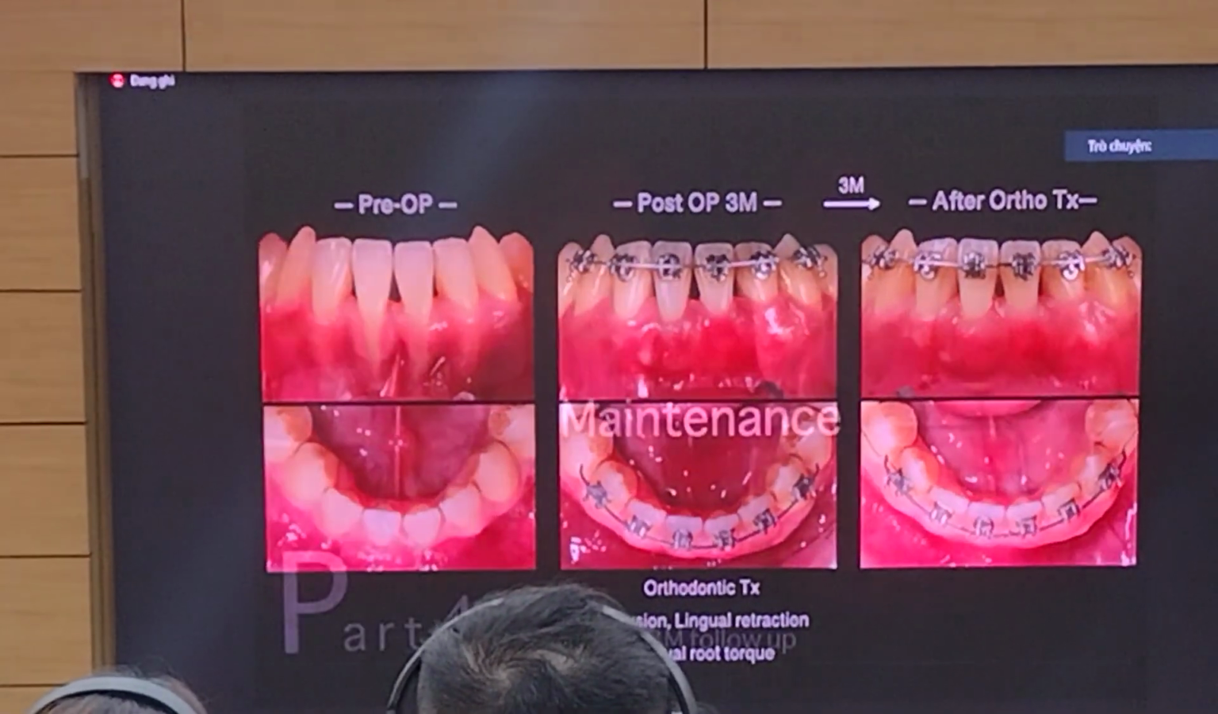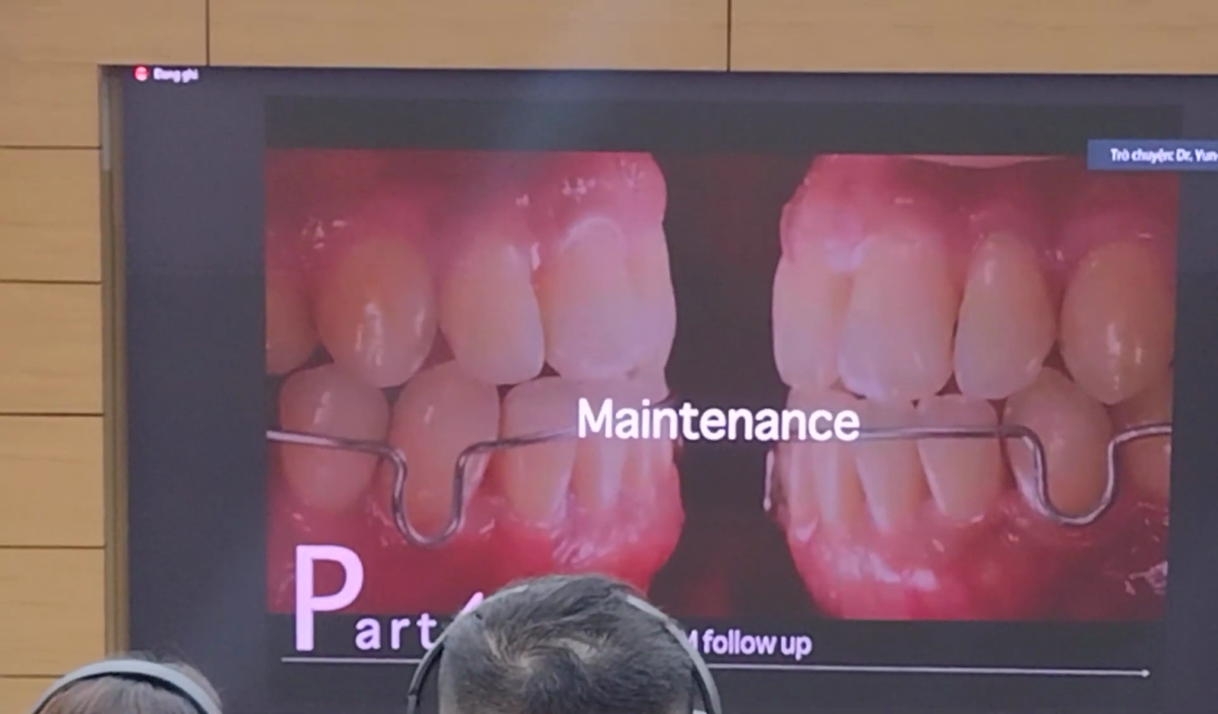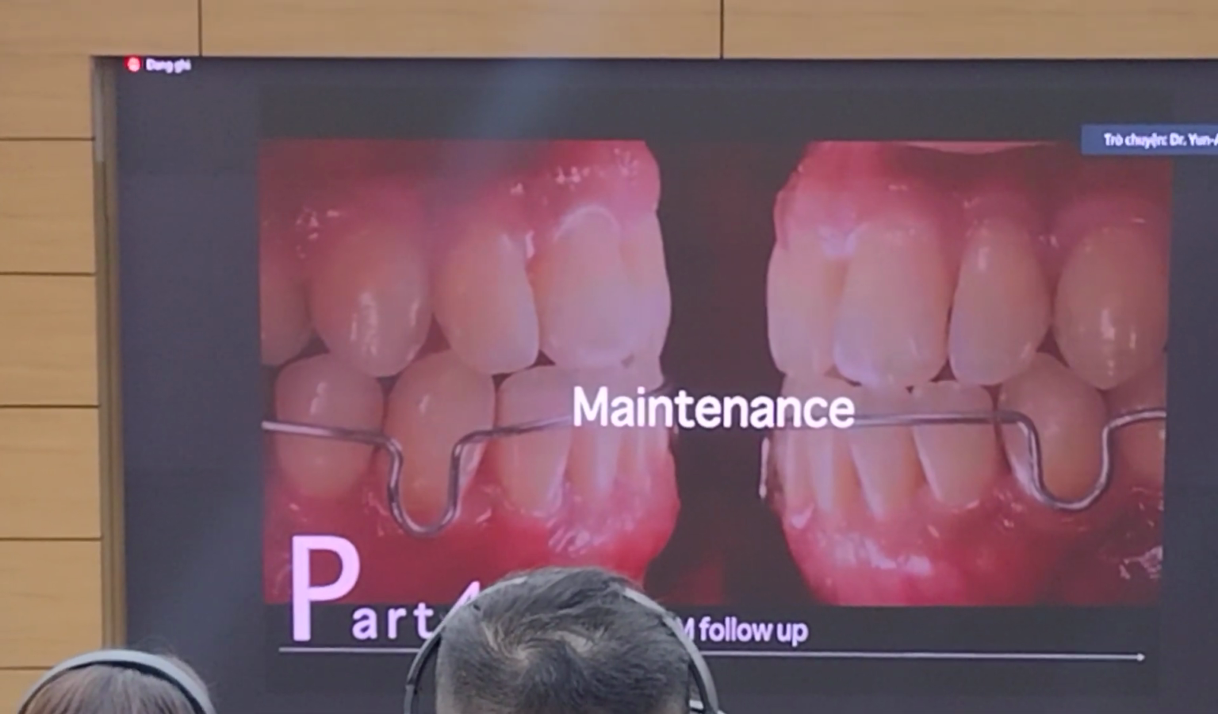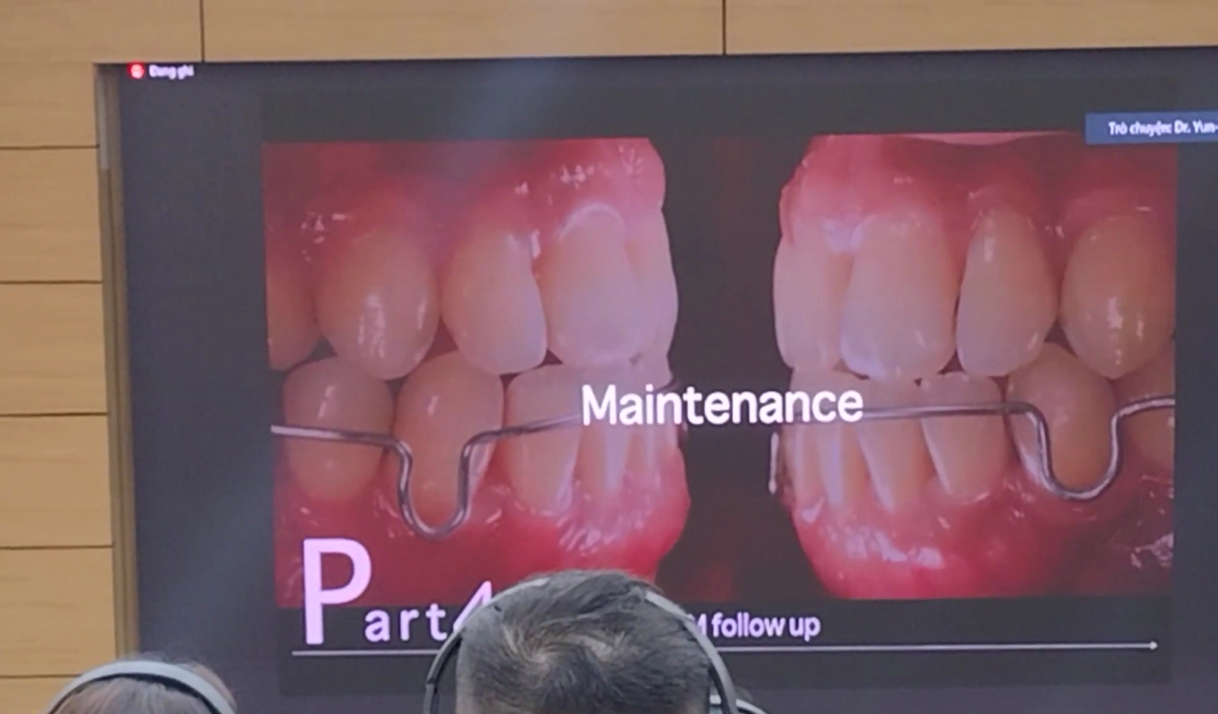After the soft tissue surgery and the orthodontic treatment, the patient was under maintenance care at a 3-month interval and wearing the regular retainer.